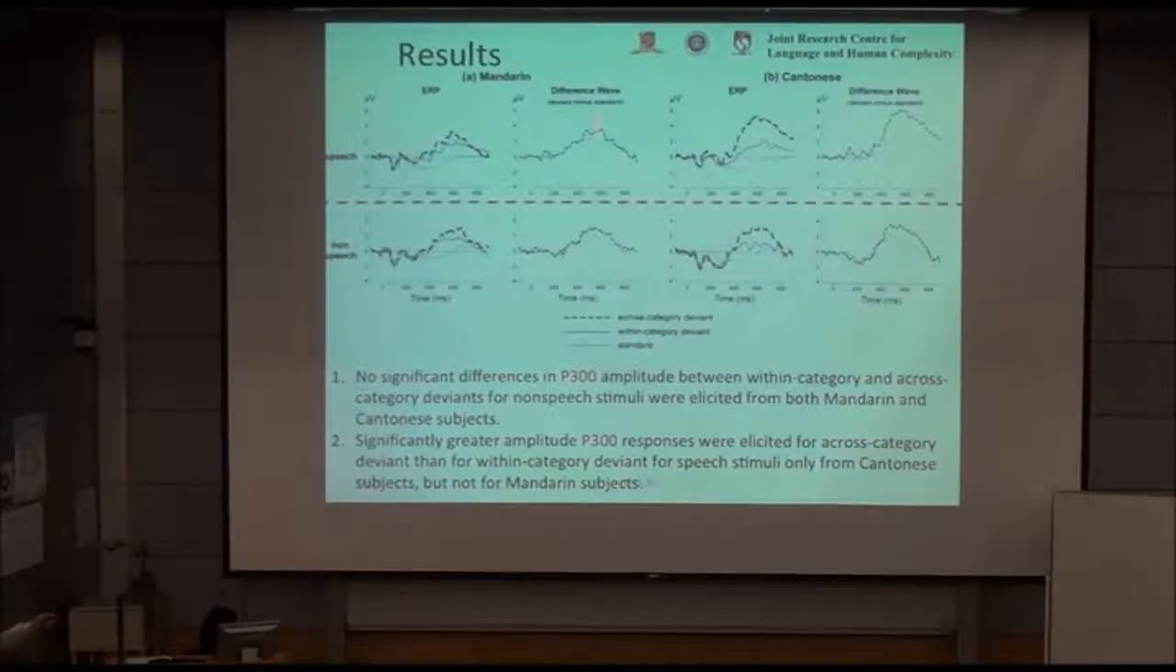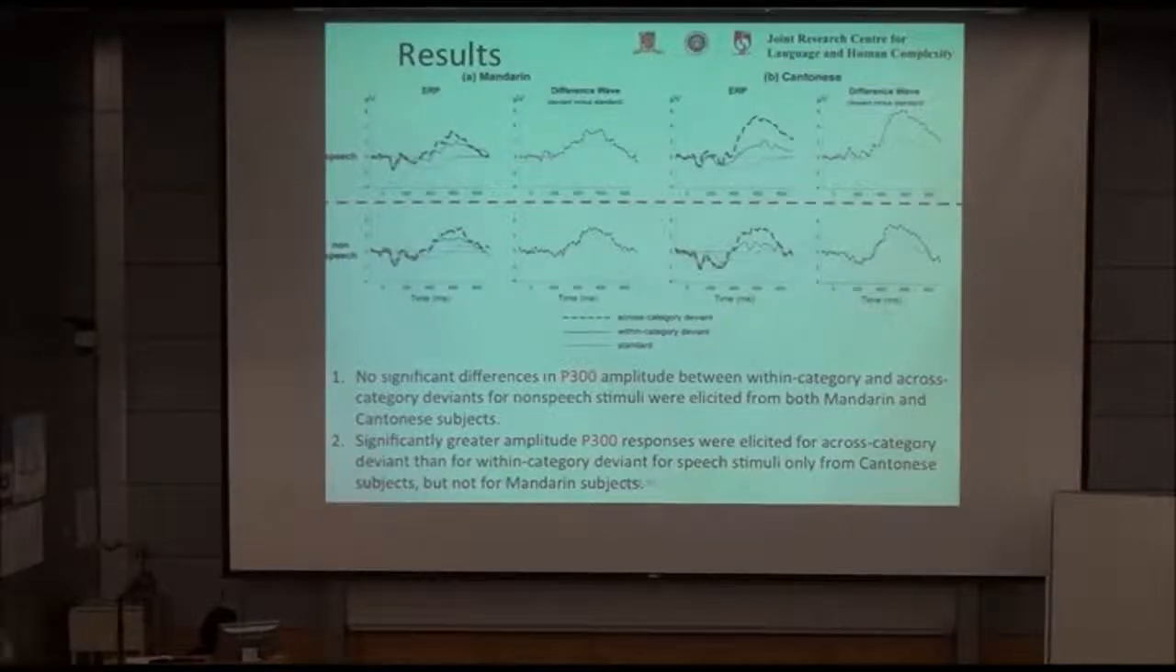Okay, here the left panel is for Mandarin subjects. The right panel is for Cantonese subjects. And then we look at this. These are the three curves. The dashed line is the curve for the standard. And of the two other lines, the solid line is for the within category deviant, and the dark dashed line is for the across category deviant. So here, 3 ERPs.